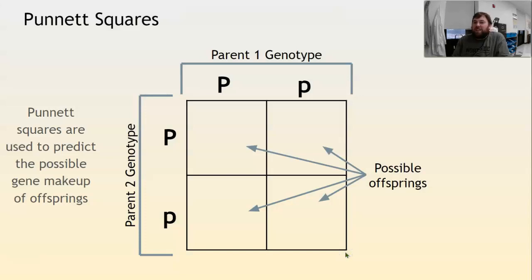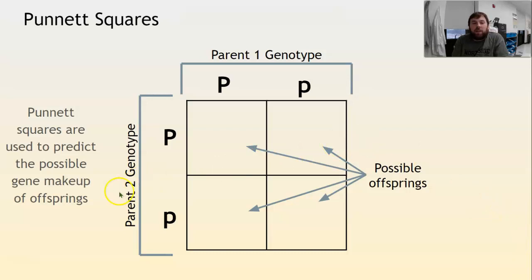Now, what if we decide to cross two people together? Two people that we know the genotype of. We can then use what is called a Punnett square to predict the possible genetic makeup of the offspring, meaning that I can predict exactly how those kids are going to look if I have 100 of them. How many of them are going to be heterozygous, how many of them are going to be homozygous dominant, how many of them are going to be homozygous recessive.